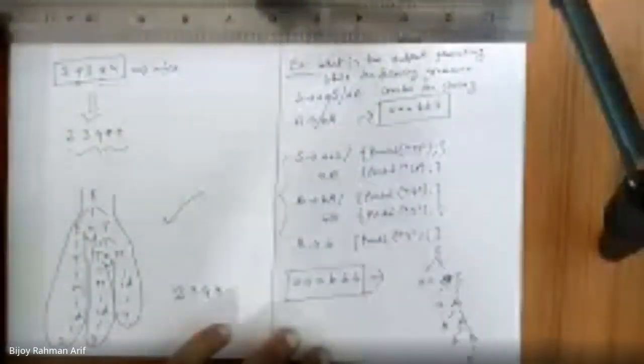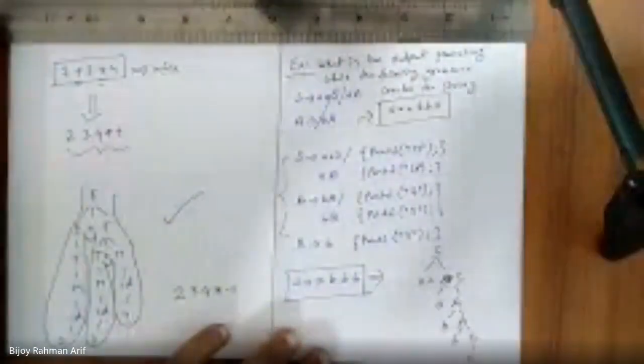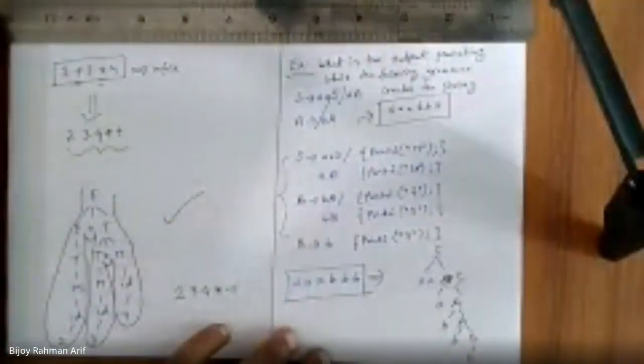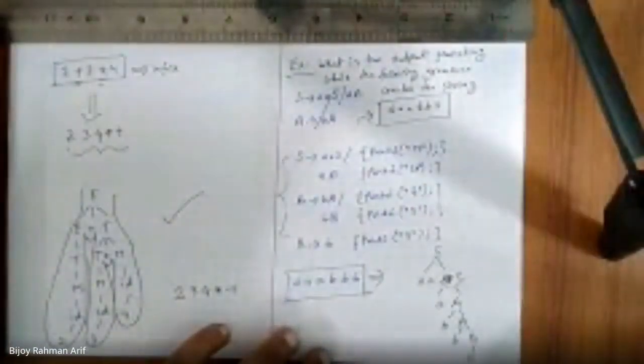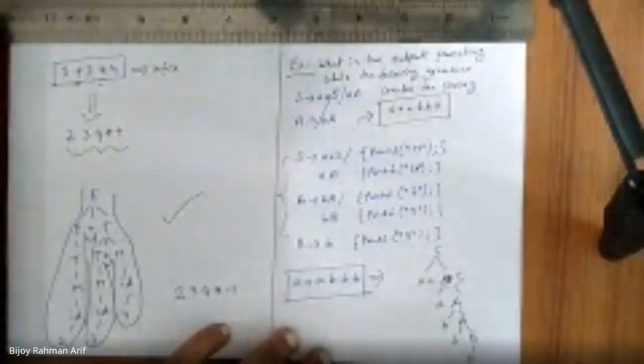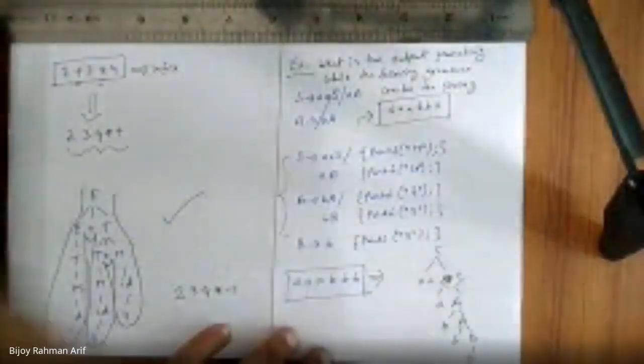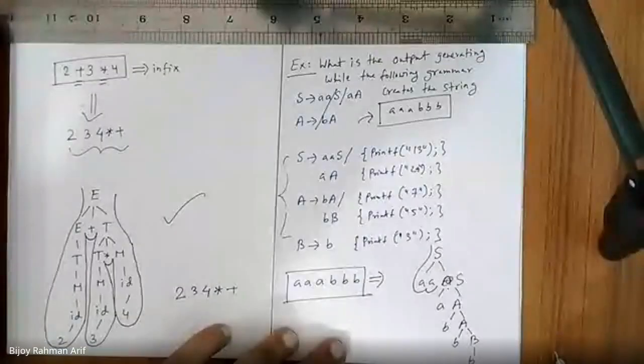Now, what is the output generated? So simple. We have to traverse the parse tree. First step is drawing the parse tree. Second step is traversing the parse tree top to down, left to right. Then for each reduction, you have to write the associated action. So S derives AA. Is it a reduction? Is it a reduction?